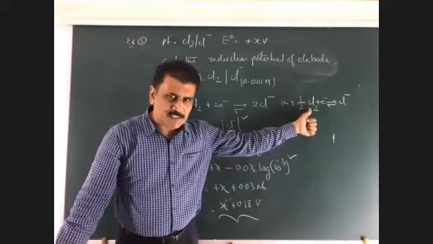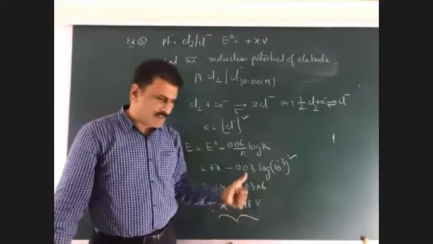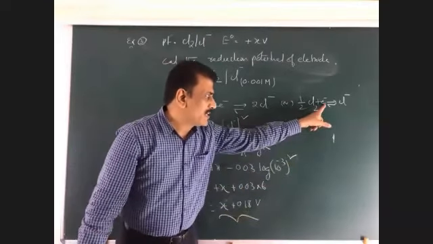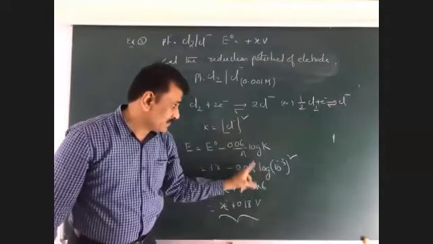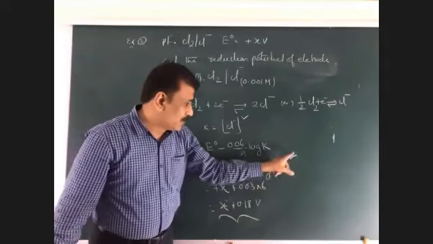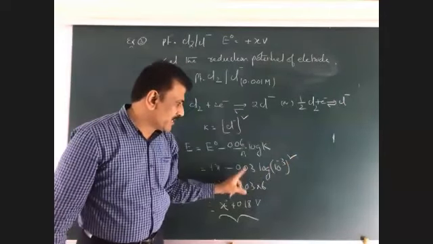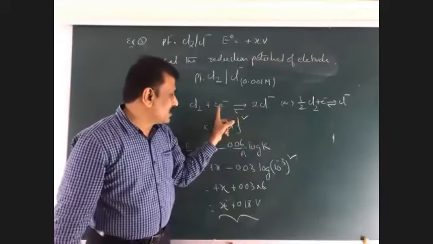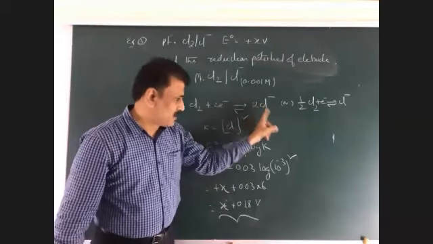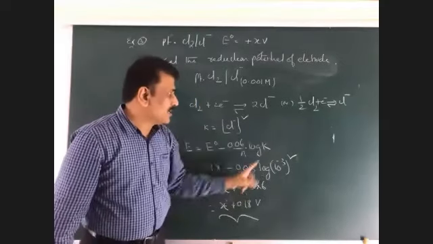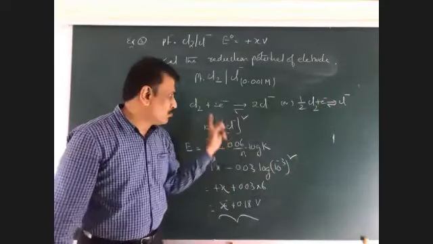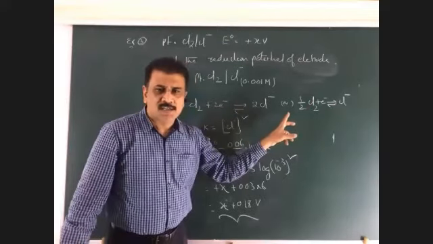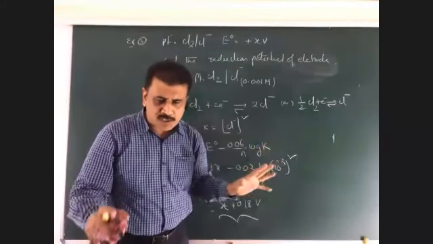If you consider this, the same answer will be obtained. Why? Because here N becomes 1. Cl minus. Therefore, this 2 and this 2 get cancelled. In this case, 2 and whole square. Here 2 and 2 cancel. In this case, only 1 to the power 1 and 1. So both equations give the same values.